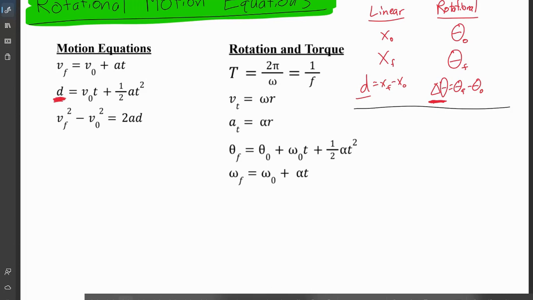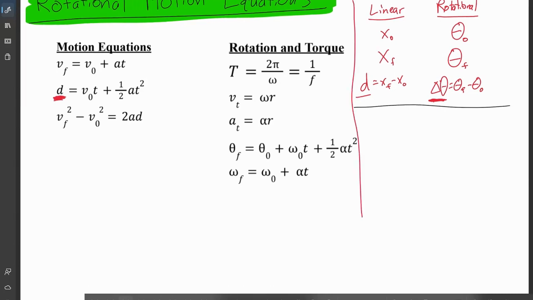The next thing we can look at is velocity. In motion equations, we see v naught and v final. In rotational motion, we call this angular velocity. Basically, you can take any linear variable and just add the word angular to it, and it becomes a rotational variable. So angular velocity, and we use this weird symbol, omega.